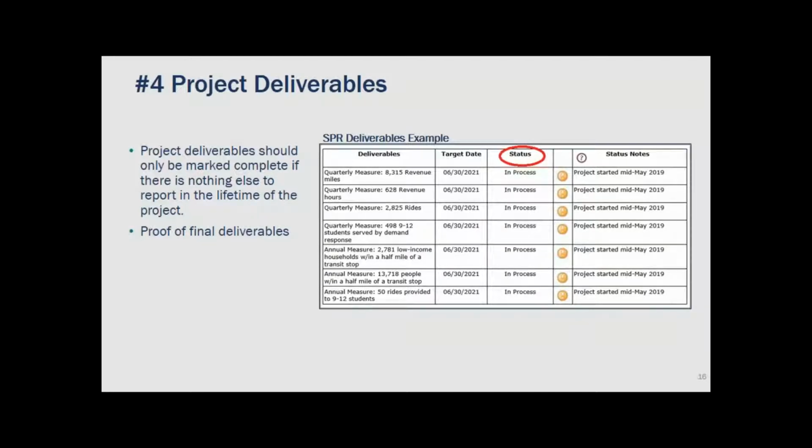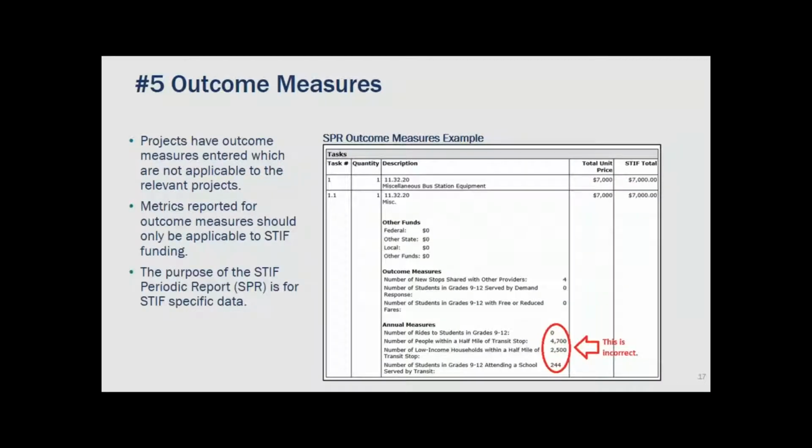Room for improvement. Yeah. All right, and the 5th common issue was the outcome measures. So here we had projects that had outcome measures entered which were not applicable to the project. Metrics reported should only be applicable to STIF funding, and the purpose of this SPR is for STIF-specific data. So here's an example of miscellaneous bus station equipment, and they included annual measures, which, as David mentioned, is only needed at that 4th quarter report that's due. And also, this wasn't included in their STIF plan. So this wasn't any measures that we needed information on.